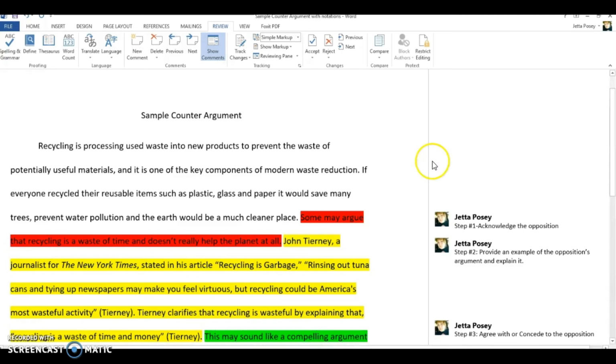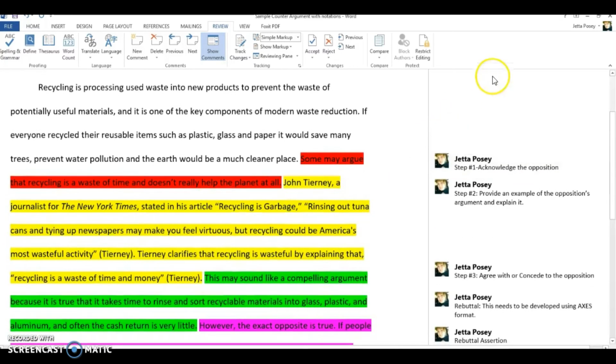But then we have this sentence that I have highlighted in red. It says, some may argue that recycling is a waste of time and doesn't really help the planet at all. This is step 1 of writing an effective counterargument. You need to acknowledge the opposition. So what that means is you need to point out an argument that somebody that's opposed to your argument has stated.